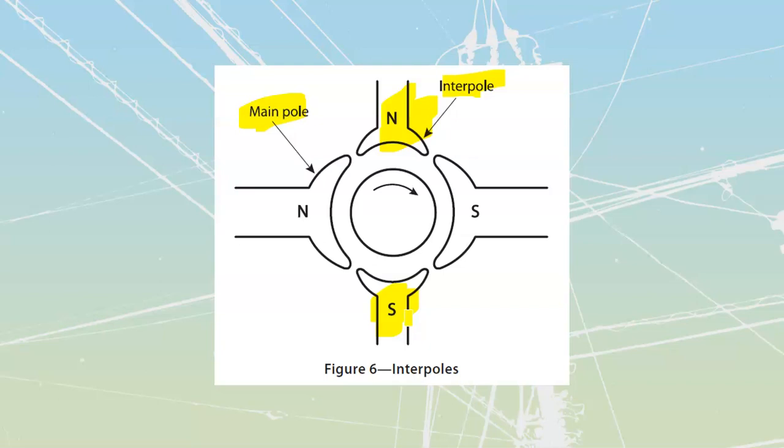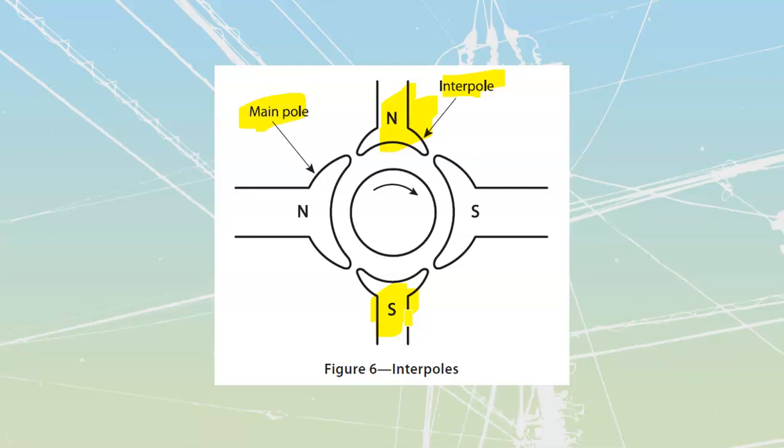They are going to be different than the gensets in that our motor interpoles have to have the same magnetic polarity as the main pole directly behind it with respect to the direction of rotation. For a genset, it had to be directly ahead of it. And we just connect them in series with that armature so we can carry these through.